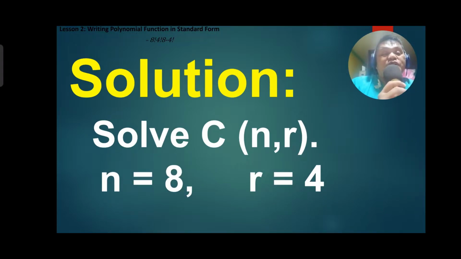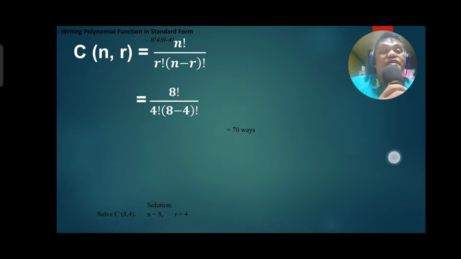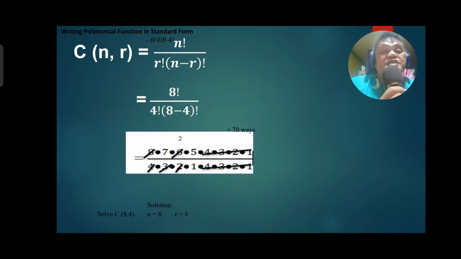I have now n equal to 8 people and r equal to 4 members. And we have the formula: the combination of n objects, or 8 people taking 4 members at a time, is equal to n factorial over r factorial times quantity n minus r factorial. We are going to substitute the value of n, the number of people, which is 8, over r factorial, there are 4 members, and we have 8 minus 4 factorial. So we are going to process now.